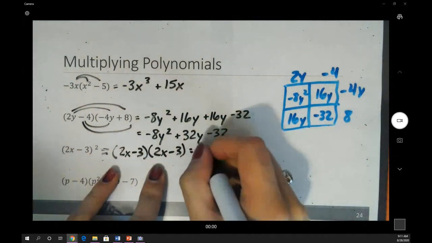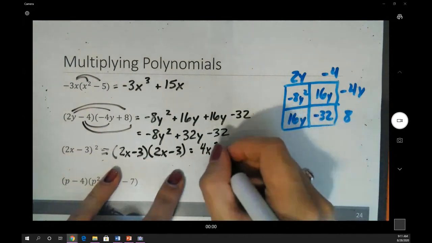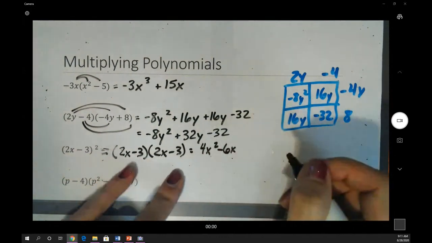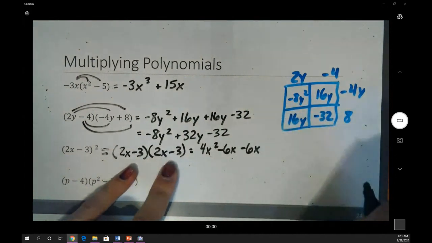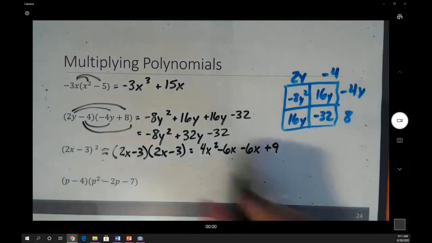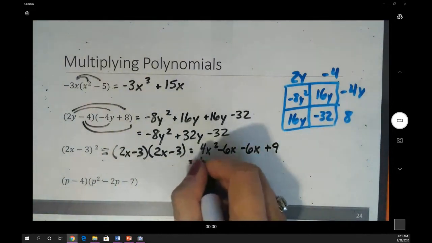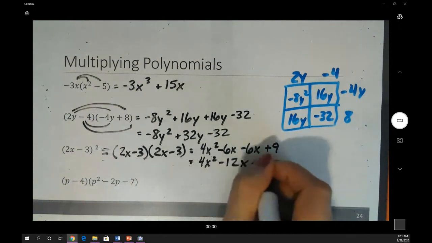2x times 2x is a 4x squared. 2x times a negative 3 is a negative 6x. Negative 3 times positive 2x is another negative 6x. And negative 3 times negative 3 is a positive 9. Combining my like terms, that gives us 4x squared minus 12x plus 9.